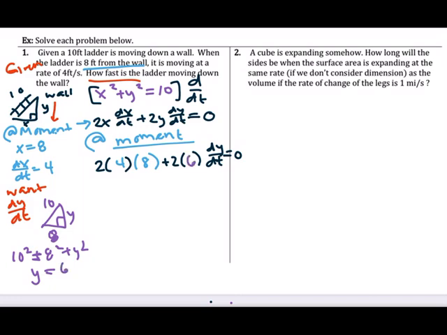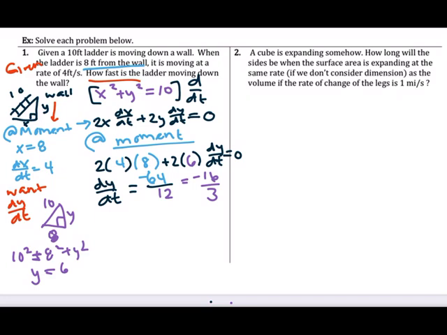And now I just need to solve for the variable that I'm looking for. So dy dt, if I multiply 2 times 4 times 8, that's going to give me 64. And I'm subtracting that on both sides. And I'm going to divide that by 2 times 6, so divide that by 12. So this is going to give me negative 16 over 3. So the next thing I'm asking myself is, does this answer actually make sense? Should this rate be negative?